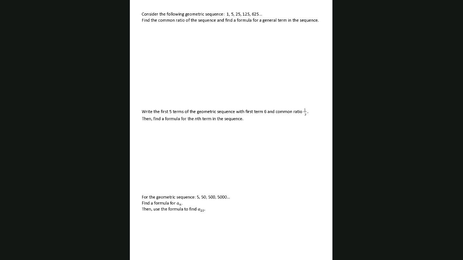For some of them, it'll be difficult to see, or it won't be as apparent. So what you can do is just pick any 2 numbers in the sequence. So I'll take 125 and 25 and just divide those. I'm sorry, 25 divided by 5 is 5. I could take 1 and 5, right? 5 divided by 1 is 5. 625 divided by 125 is 5. So the common ratio r is 5.